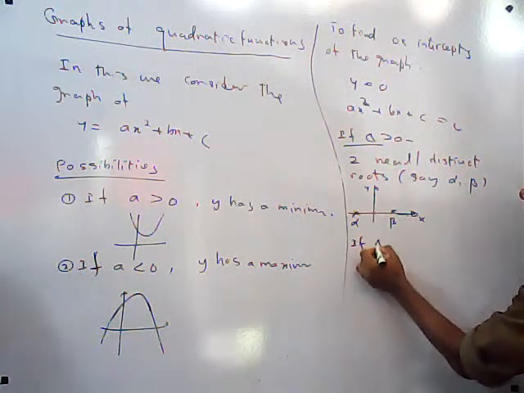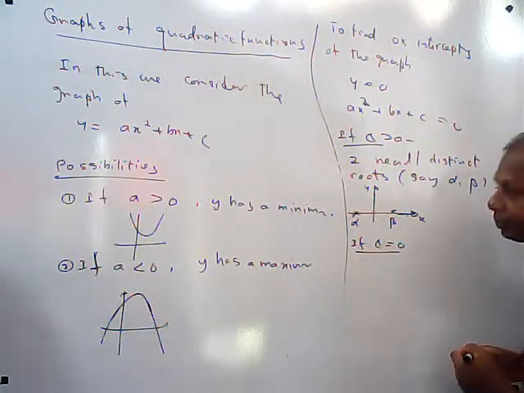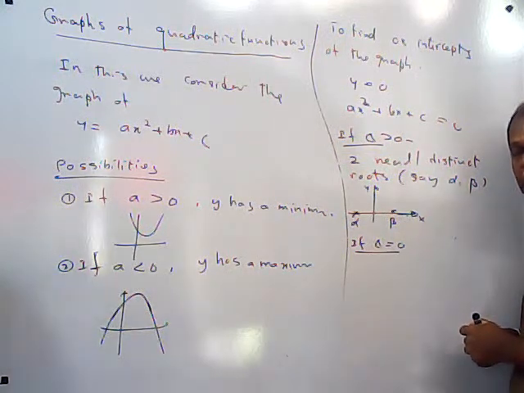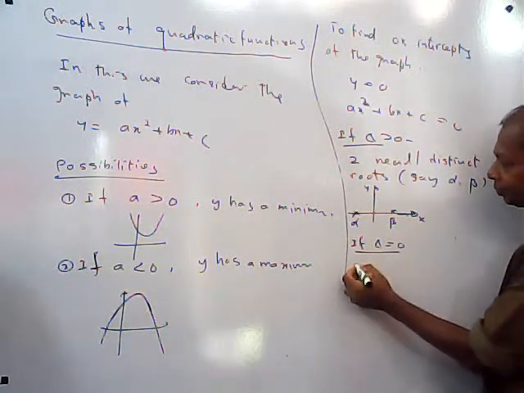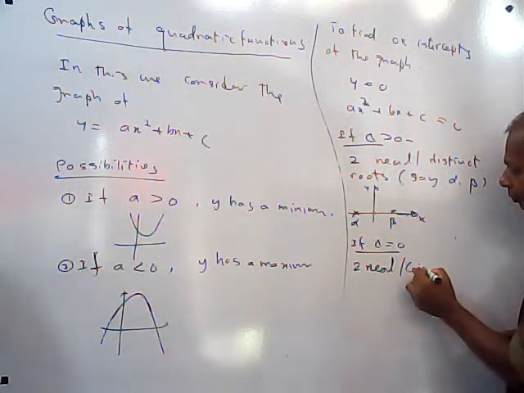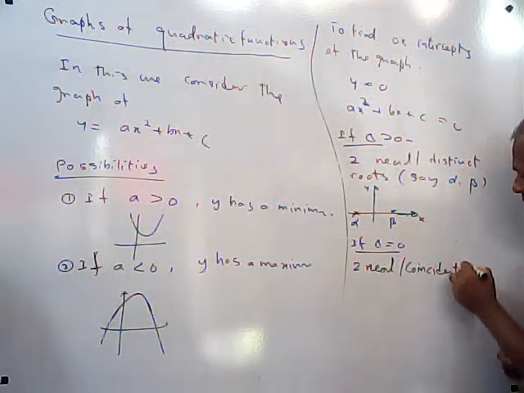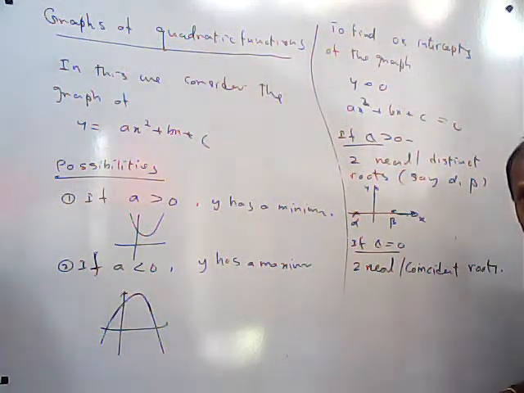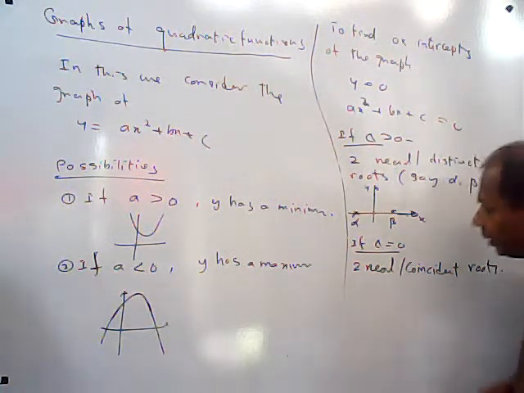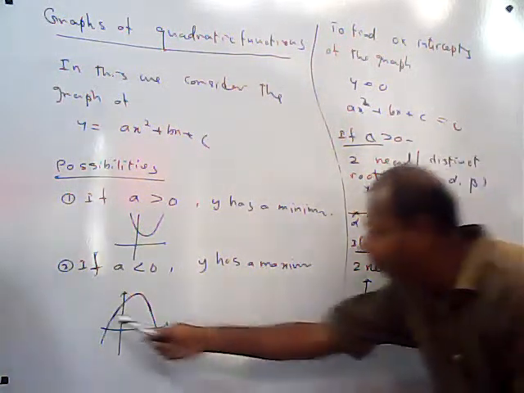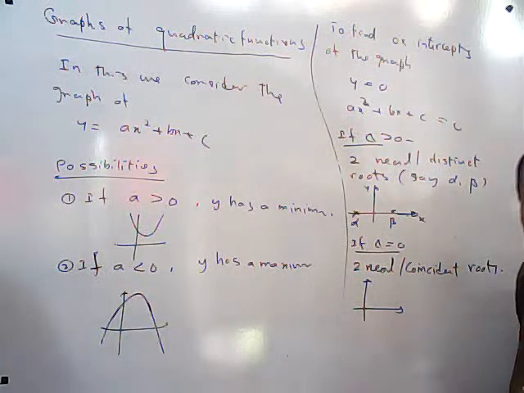If delta is equal to 0, what happens? You get just one real root, or two real coincident roots. The curve meets x-axis at only 1 point. How can that happen? It cuts at two places, so for it to happen at one place, what happens?